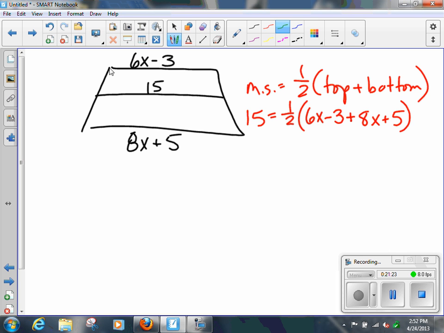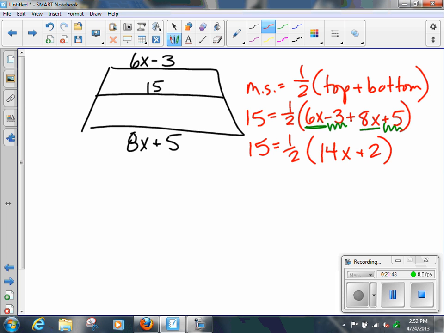Let's combine some like terms: 6x and 8x, and -3 and plus 5. That's going to give me 15 equals 1/2 of... What's 6x plus 8x? 14x. What's -3 plus 5? Plus 2.